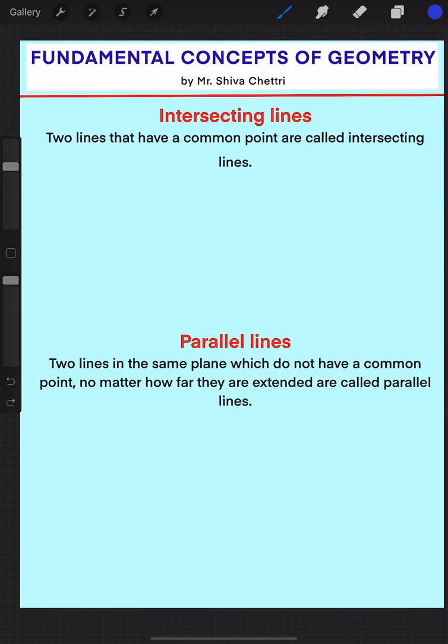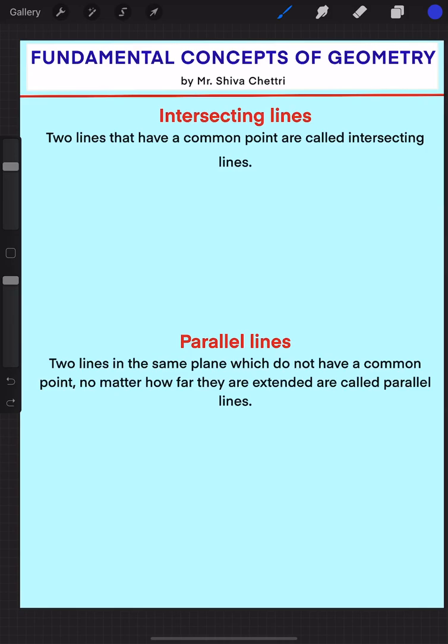The first thing that we will be discussing today is intersecting lines. So what are intersecting lines? We have two types of lines for now: intersecting lines and parallel lines. The definition is: two lines that have a common point are called intersecting lines. So how does an intersecting line look? That means there are two lines, but they have a common point. That means they are called intersecting lines. So how does it look like?